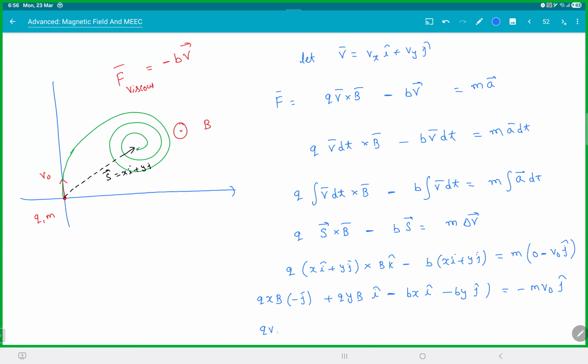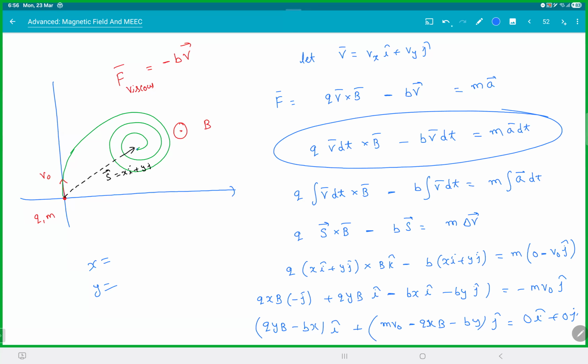So we will get, i caps are how many? Two are there. So (qyB minus bx) i cap plus (mV naught minus qxB minus by) j cap is equal to 0 i cap plus 0 j cap. Two equations, two unknowns. So you'll get x and y from here. So this was the trick there.